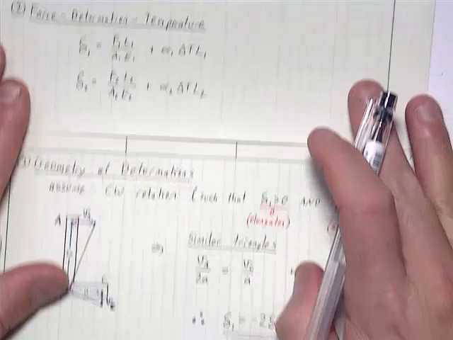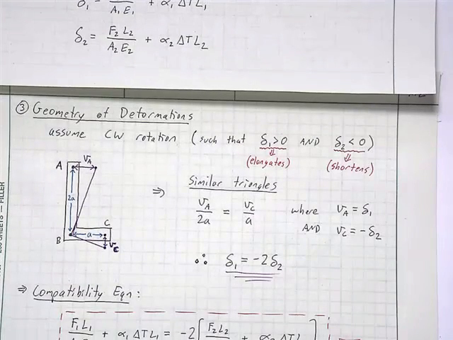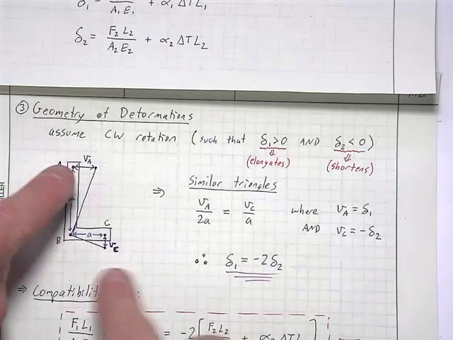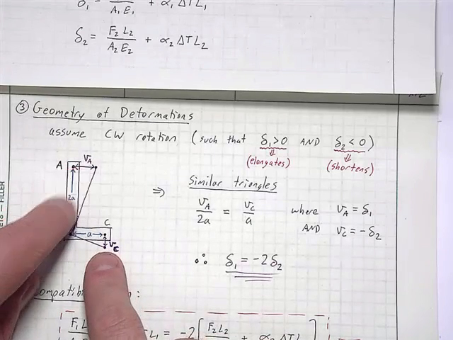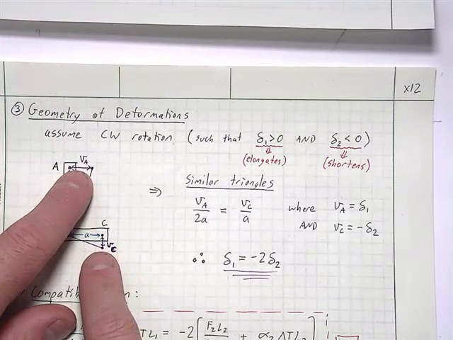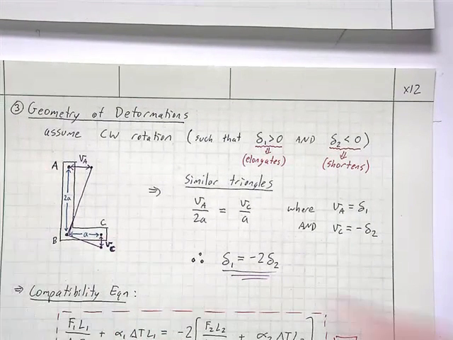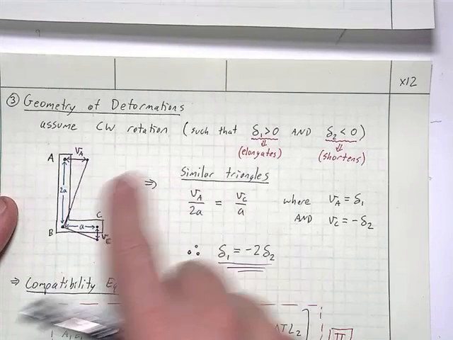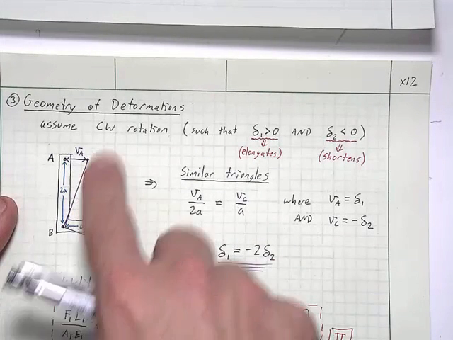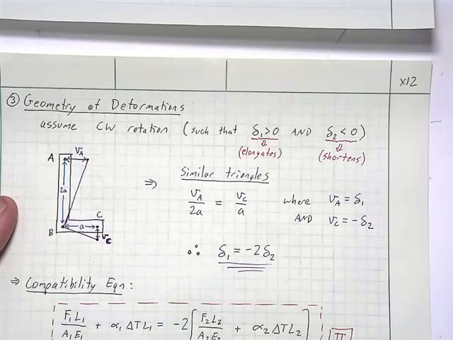So it's hard to have a prediction about this. We'll just assume some sort of rotation, and it won't affect the system, because all we're doing here is relating the relative deflections at A and C. Either we were right and these are both positive, or we were wrong and they were both negative, but it won't matter because all we're interested in is their relationship.